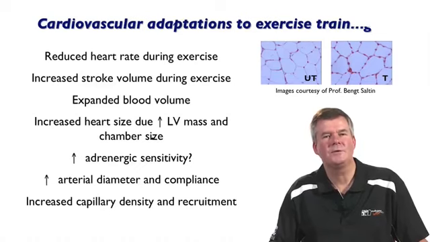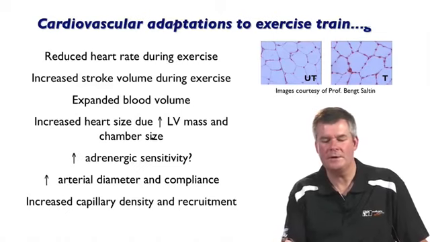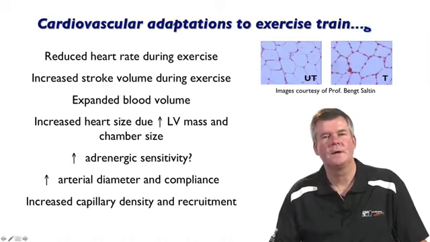And finally, there's an increase in capillary density and recruitment during exercise, which acts to facilitate oxygen delivery to the contracting muscle. And you can see in the micrograph here the differences in capillary density between an untrained muscle and a trained muscle. This increased angiogenesis being an important peripheral vascular adaptation to endurance exercise training.